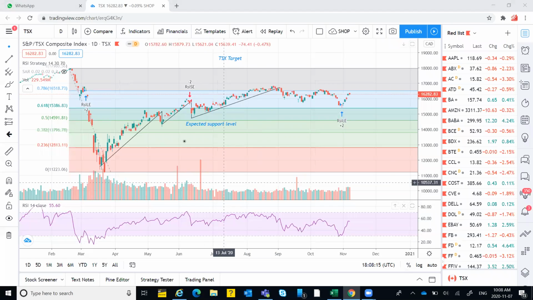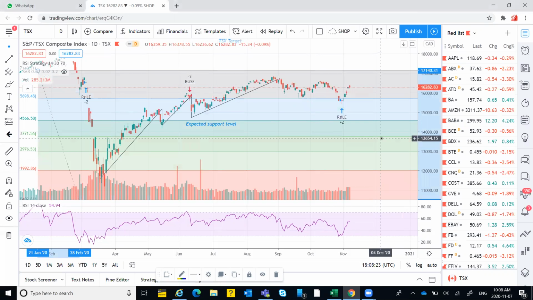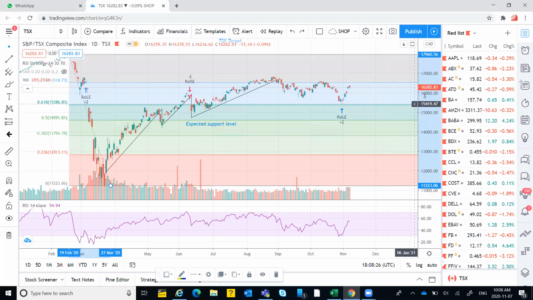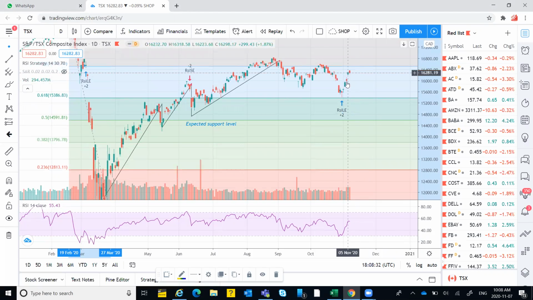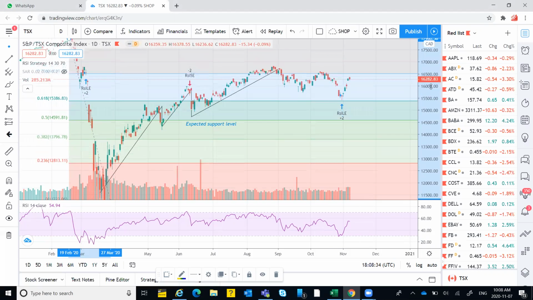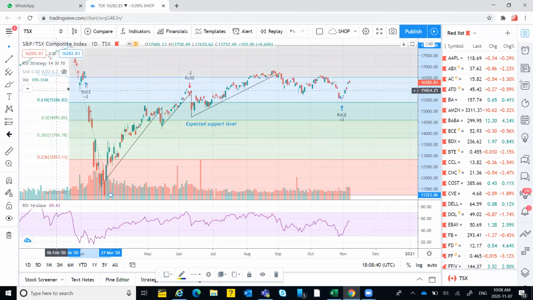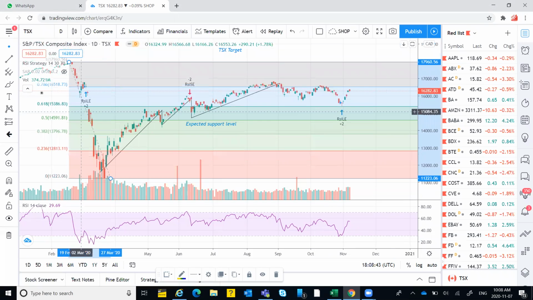The graph in front of you is for the TSX composite index, and this graph is a little interesting. The index closed at 16,282 level, which was a little lower than the previous session, and the index has shown a little bit of resistance at this stage. By the way, the next resistance level for the index is 16,500. If you can see here along my cursor, 16,518, which will be the 78% retracement level. So 16,500 is like 300 points more.